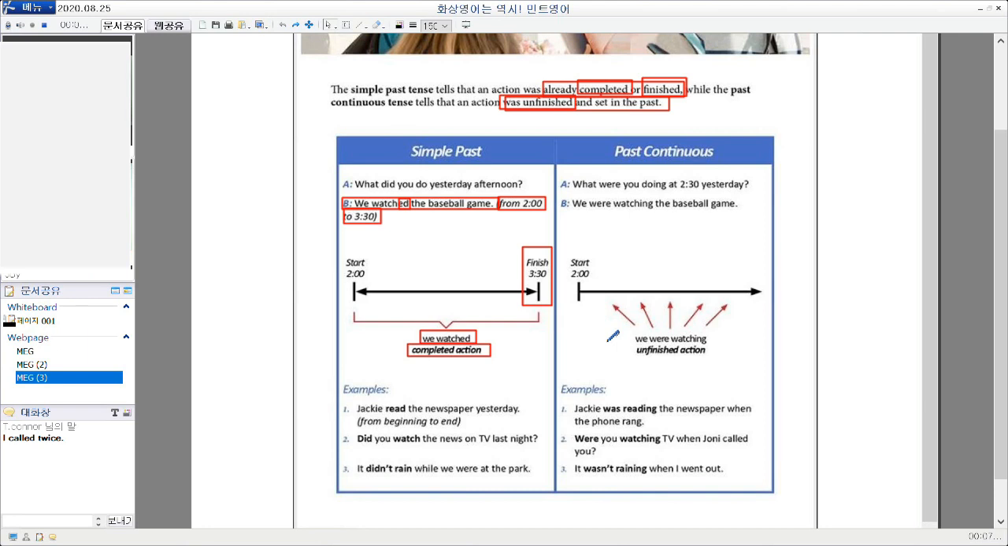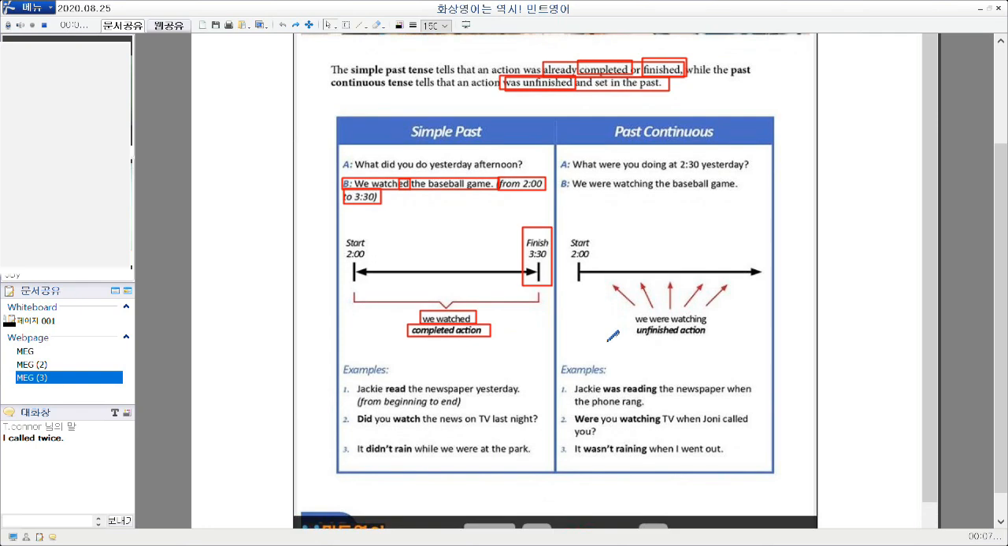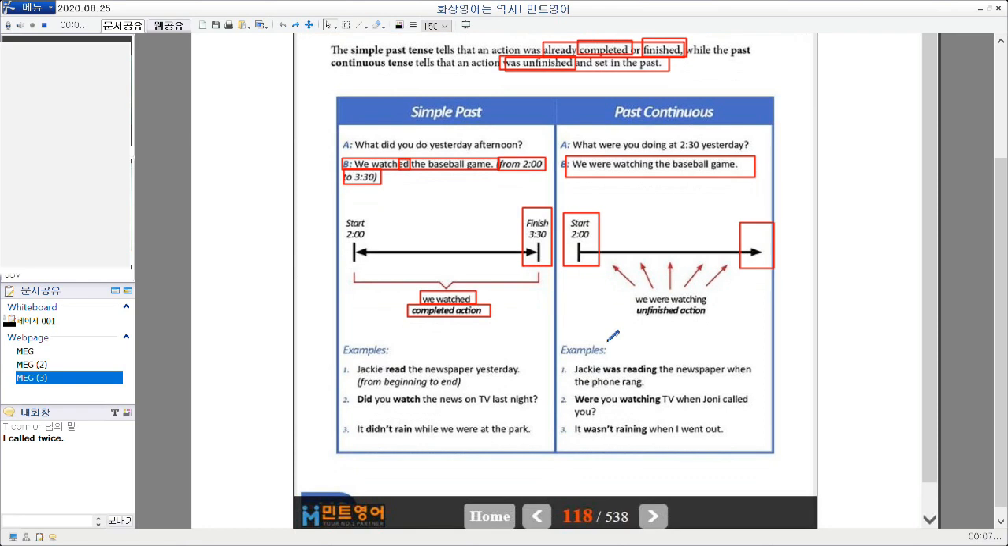All right. How about for past continuous? I ask, what were you doing at 2:30 yesterday? We were watching the baseball game. All right, there you go. For past continuous, it started in the past, but it was unfinished. Look at this. No time, right? So it didn't end. Now, for example, let's say you were watching TV yesterday, but now you are not watching TV anymore.